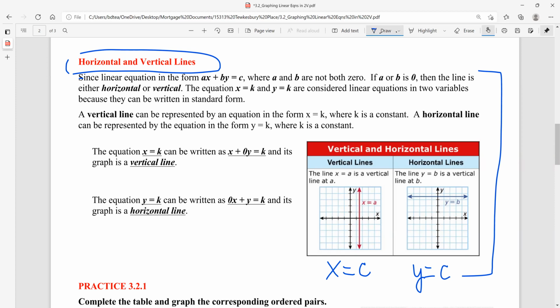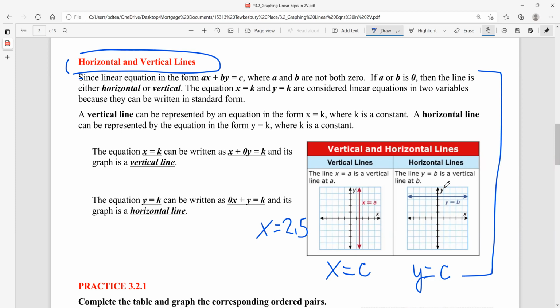So if we were to look at the equation on these, let's just look at the equation on here. This point right here, this is 1, 2. So maybe this is like 2.5. So the equation of this line is x equals 2.5.